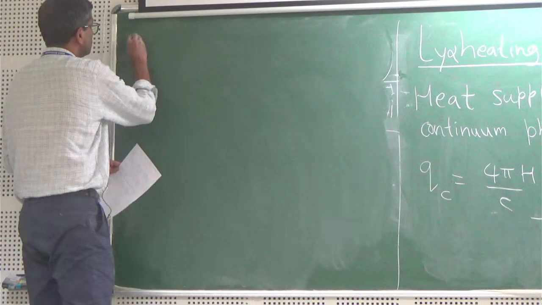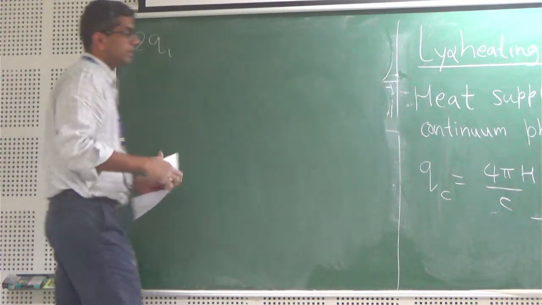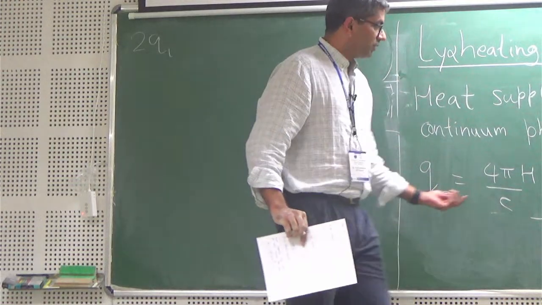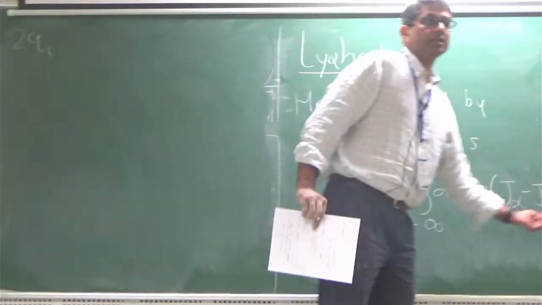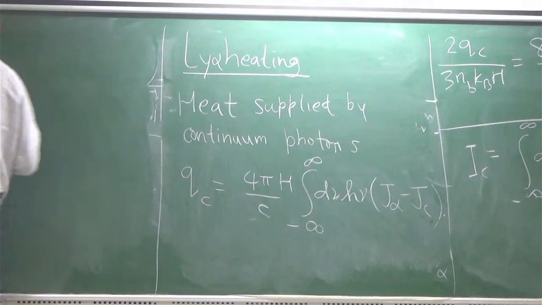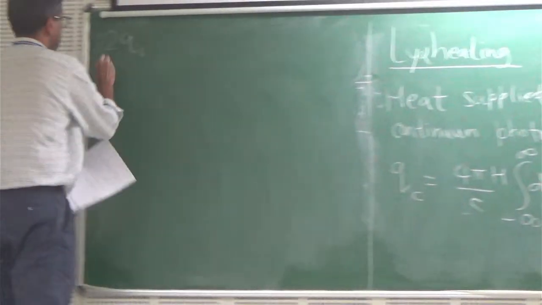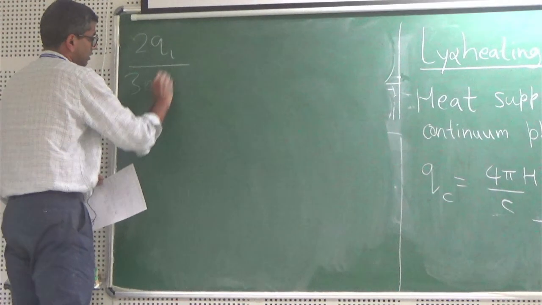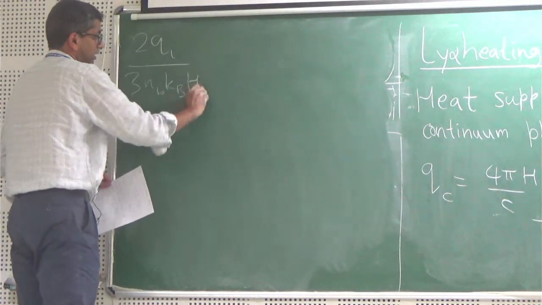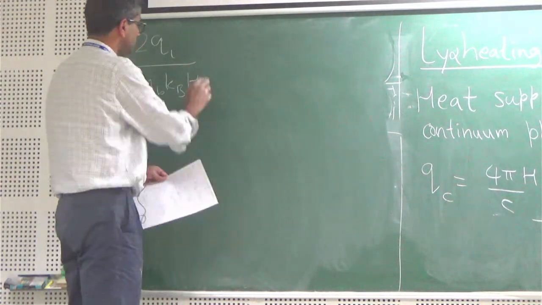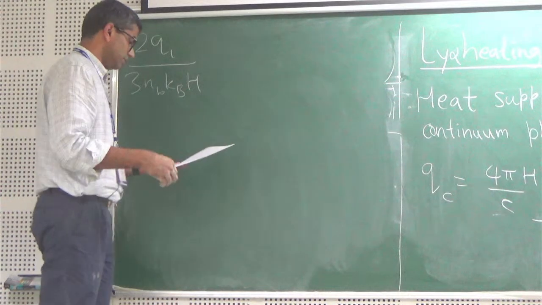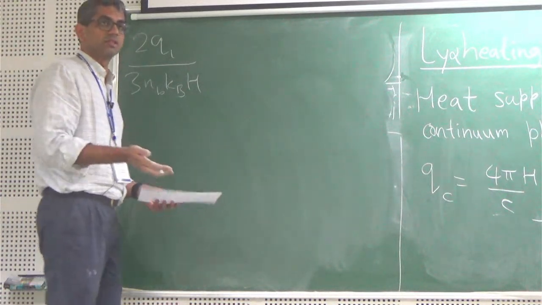And I can write down quickly a similar form for I, the injected photons, where this Jc will be replaced by Ji. You will now have 2Qi by the nk times the Hubble. Hubble is just because yesterday we wrote the temperature equation as a function of redshift rather than time.